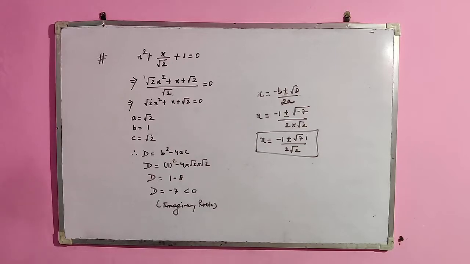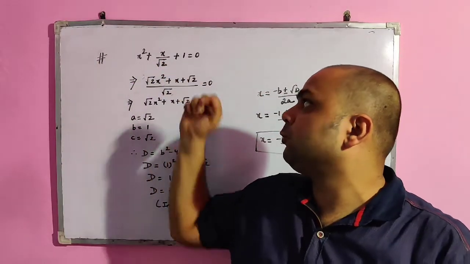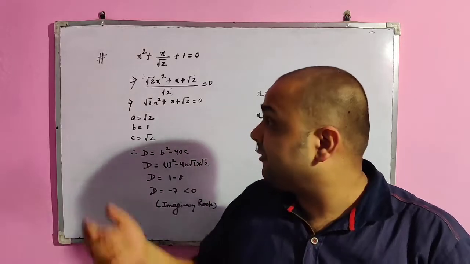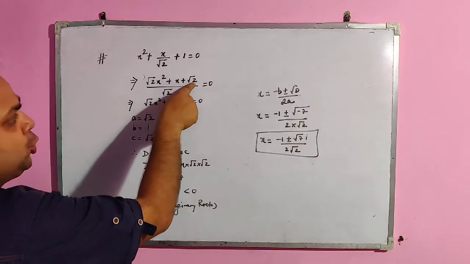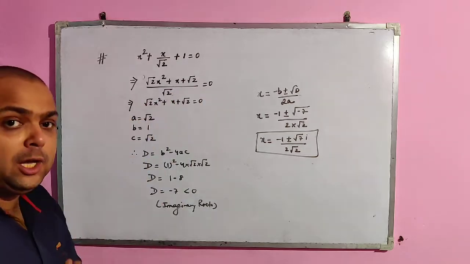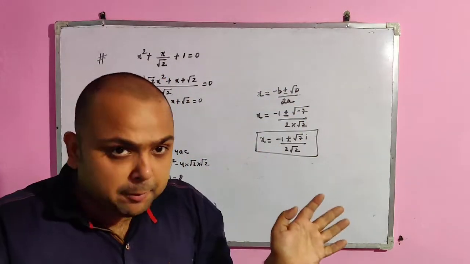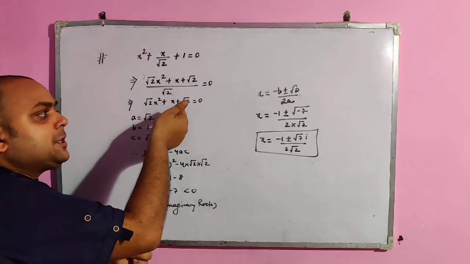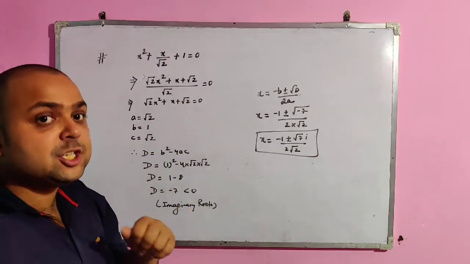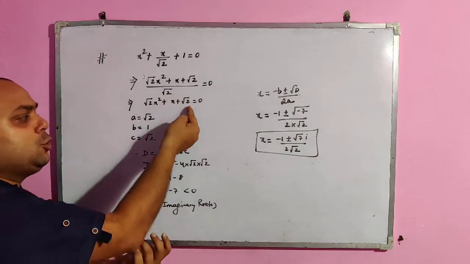We'll see one more example. The question is x square plus x upon root 2 plus 1 equal to 0. Simplifying it, we get root 2 x square plus x plus root 2 divided by root 2 equal to 0. Now this root 2 will go to the right side, multiplying with 0 it will be 0. Now the equation becomes root 2 x square plus x plus root 2 equal to 0, in which the value of a is root 2, the value of b is 1, the value of c is root 2.